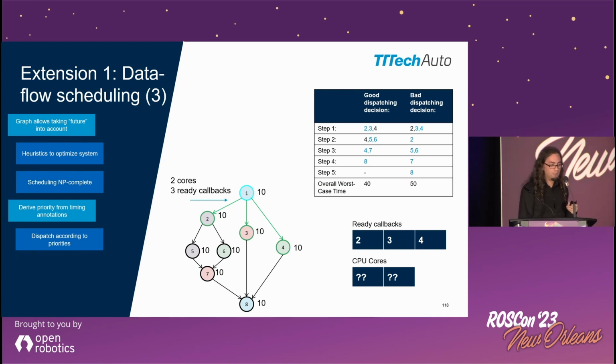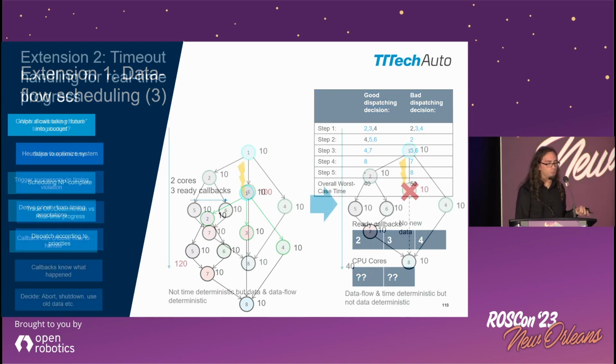So this means we can add now scheduling heuristics. We will never be able to have an optimal schedule in here because scheduling is NP complete. It's not possible to find an optimal solution, but you can have heuristics that optimize the behavior in a way that it's definitely better than just randomly dispatching things.